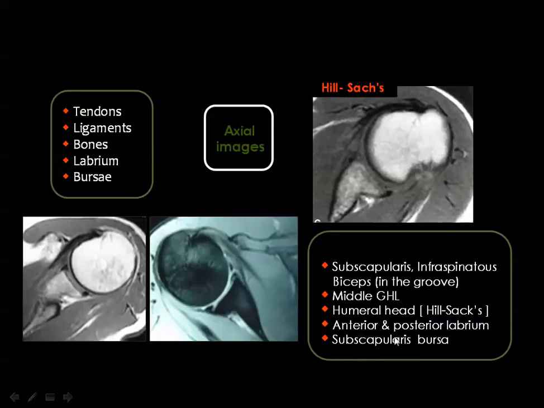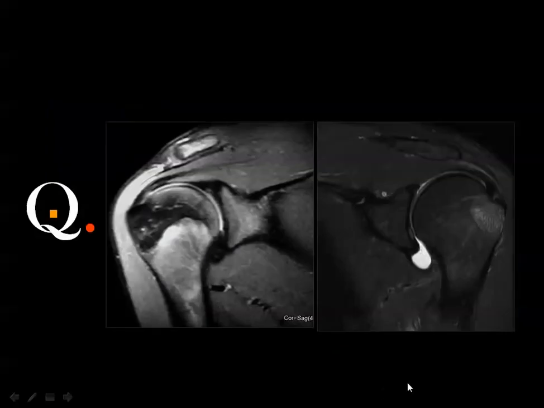Then evaluation of the labrum, the anterior and the posterior one. The anterior labrum and the posterior labrum are clearly evaluated in these axial images, and also the subscapularis bursa, which is located below the subscapularis muscle.